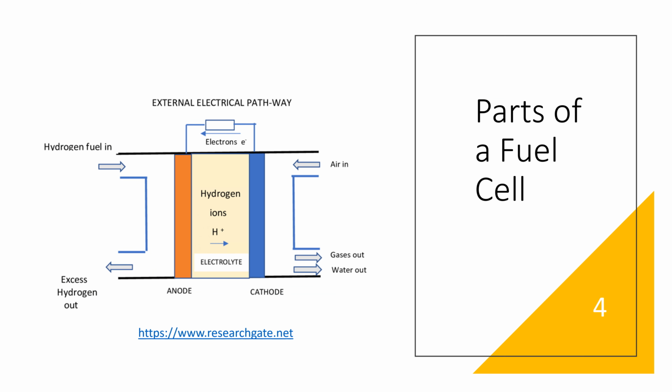Parts of a fuel cell. A fuel cell consists of two electrodes, an anode and a cathode, sandwiched around an electrolyte. A fuel such as hydrogen is fed to the anode and oxygen is fed to the cathode.